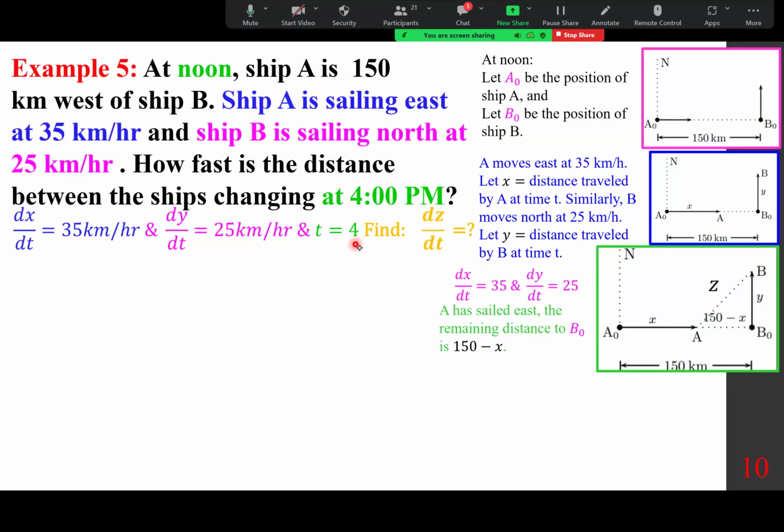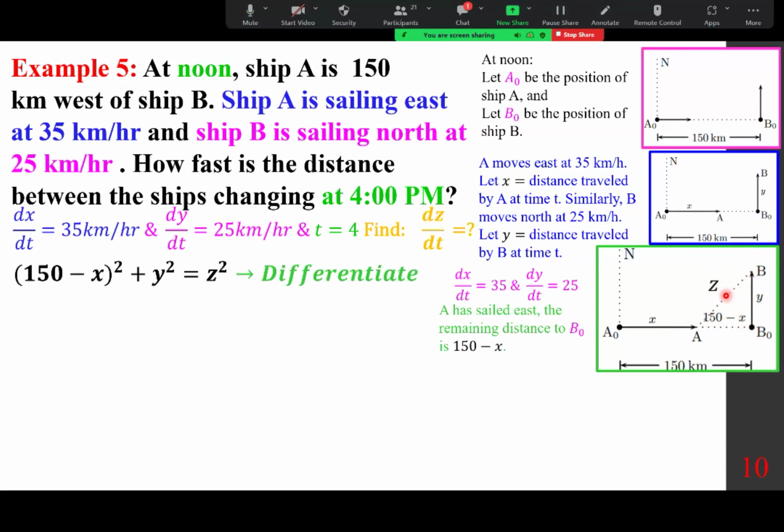And now, of course, we use the Pythagorean theorem, a squared plus b squared equals c squared. So this distance a, 150 minus x quantity squared, plus this distance b, y squared, equals this distance c, z squared. We did all of this explanation, all of these drawings to create this equation. If you just put this equation, one wonders how you got that. Set up the drawing.